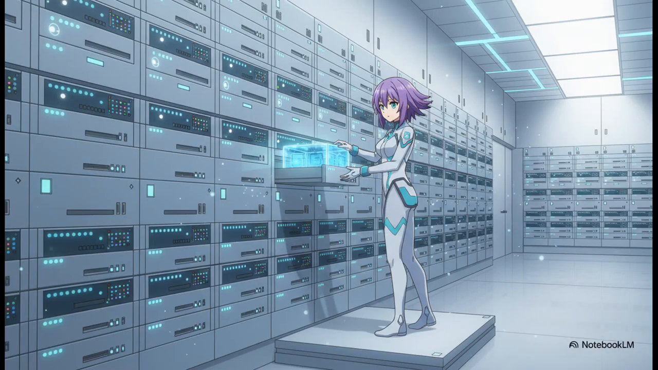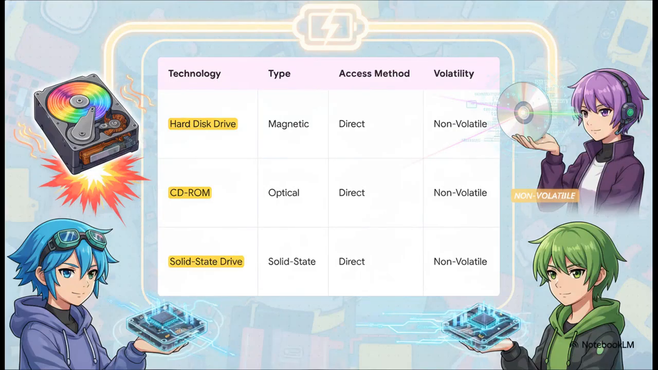Remember how that big RAM desk gets wiped clean every single time you shut down? Well, that's a problem, isn't it? You need a place to save your finished projects permanently, and that's where storage comes in. This is our office's massive, long-term filing cabinet. And man, have these filing cabinets changed over the years.